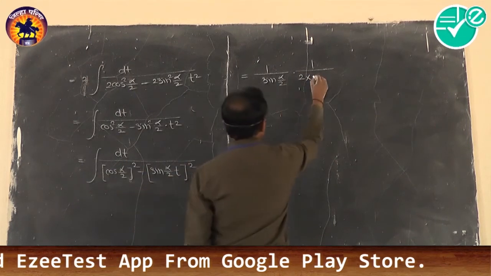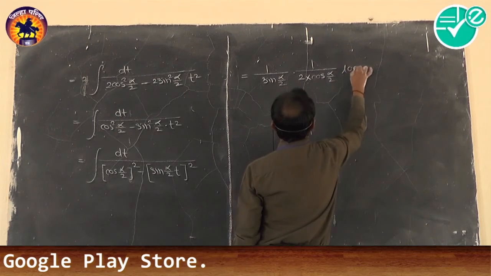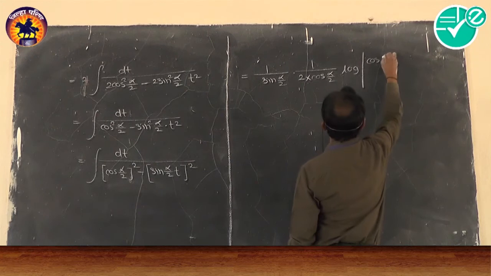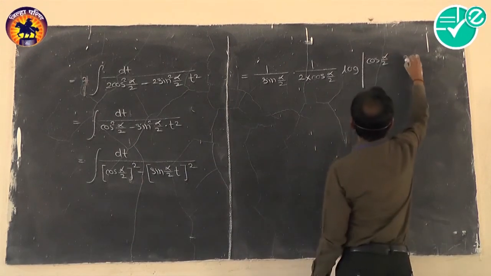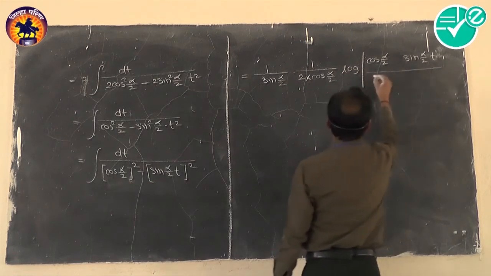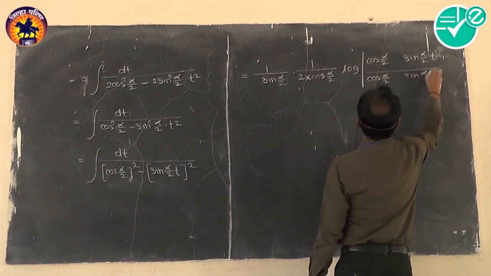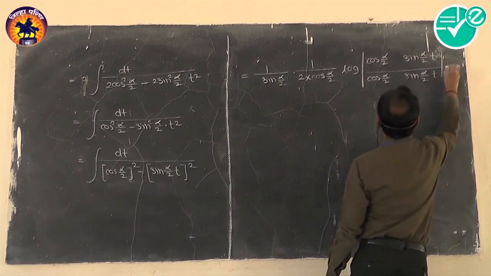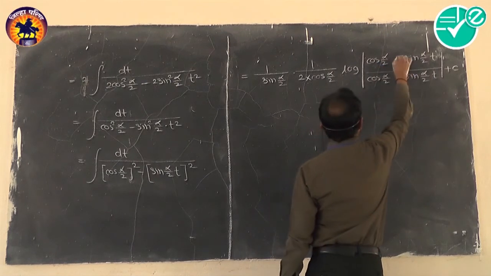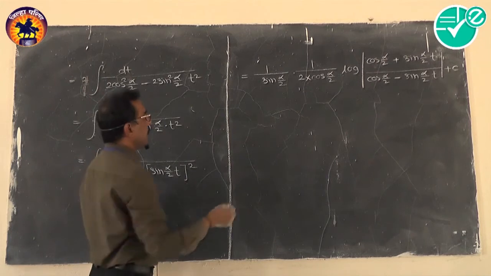a means this constant quantity cos alpha by 2, and the minus sign indicates the answer is in log. Firstly we have to write cos alpha by 2 plus sin alpha by 2 t, and the denominator is cos alpha by 2 minus sin alpha by 2 t, plus c. Your numerator starts with the constant term, so plus is written in numerator, minus is written in denominator.